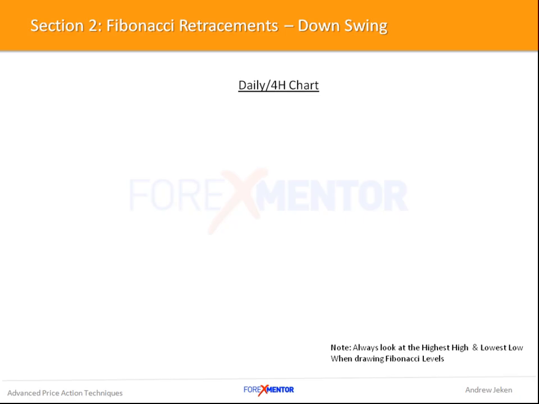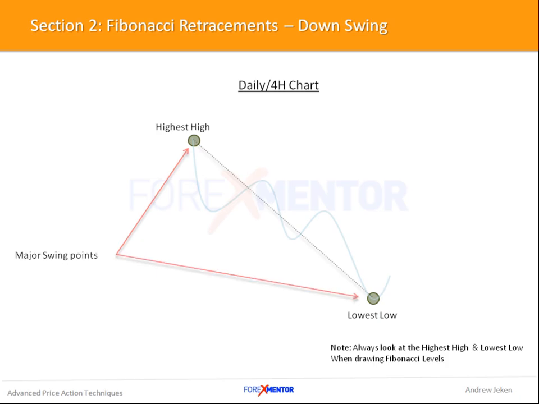Once again, please note daily and 4-hour chart, and we always look at the highest high and lowest low when drawing Fibonacci levels. So you have a price swing, we identify the highest high and the lowest low, and you can see here again we have major swing points. Although we have minor swing points as well, we want our fibs to be drawn from the major highs to the major lows. So keep it really simple, and remember, the big swings are what institutions are watching.